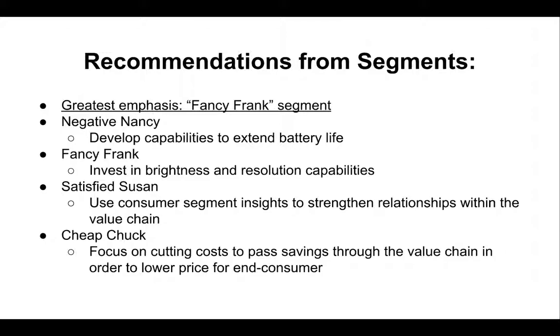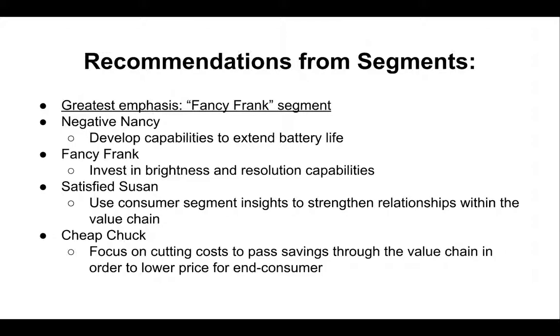As far as recommendations from the segments themselves, a focus on Fancy Frank, because they're willing to pay more, there's a bigger opportunity there for 3M to capitalize on. But Negative Nancy, because they're such heavy users, extending the battery life. Fancy Frank, willing to pay a lot, so increase the brightness and resolution capabilities. Satisfied Susan, just knowing that no matter what, Susan's going to find what she's satisfied with, so just use those insights to strengthen relationships in the value chain for 3M.